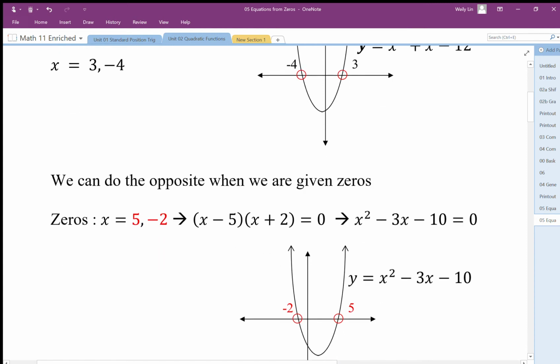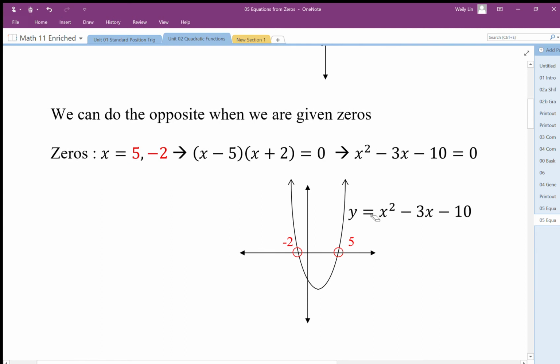And the same can be done with the function. If we have zeros at negative 2 and positive 5, we can put this into factored form, and we can express it as this general form equation. So if we have the zeros, we can write this function in factored form very easily, and vice versa. If we have the factored form, we can write the zeros very easily. If we have the function, we can write the factored form.